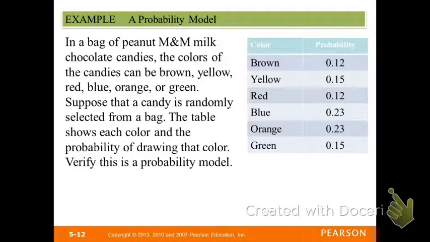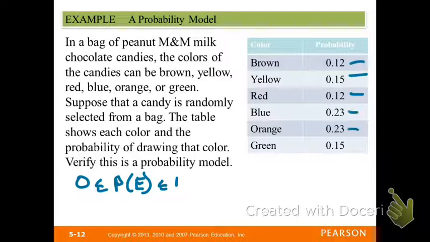In a bag of peanut M&M milk chocolate candies, yum, right? The colors of the candy are brown, yellow, red, blue, orange, or green. Suppose that a candy is randomly selected from a bag. The table shows each color and the probability of drawing that color. Verify that it is a probability model, okay? In order for it to be a probability model, all probabilities have to be between 0 and 1, right? And that's true. All these probabilities are less than or equal to 1, greater than or equal to 0. So we're good there.